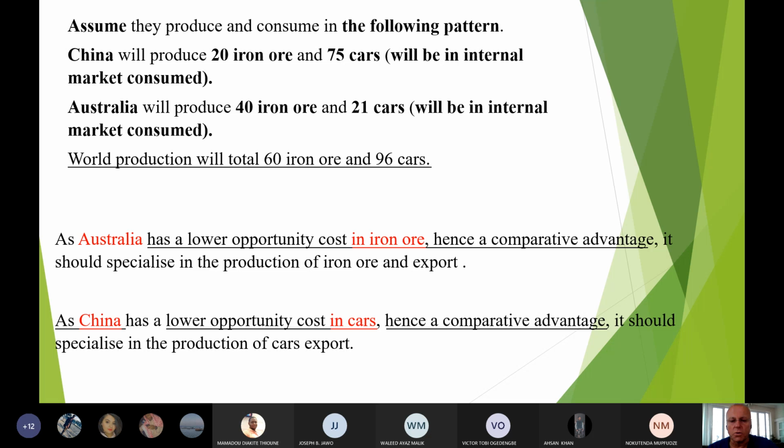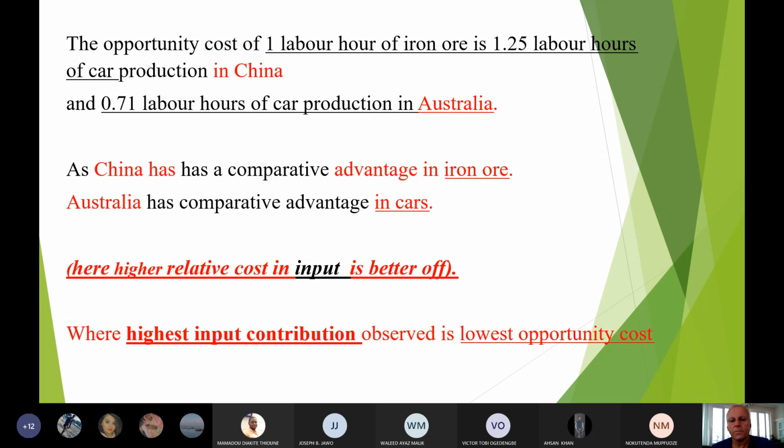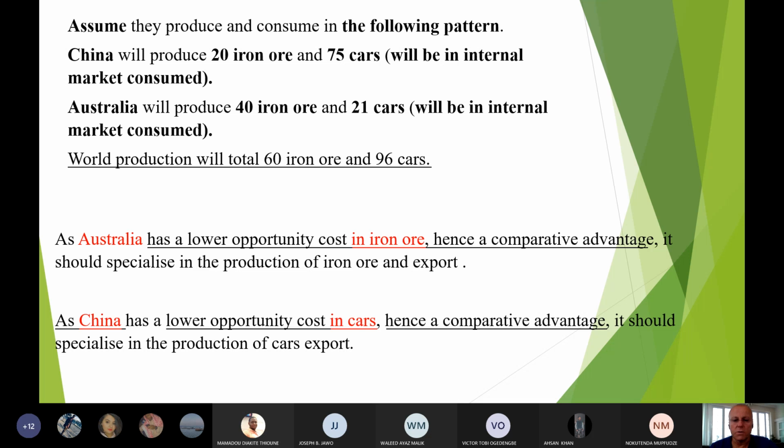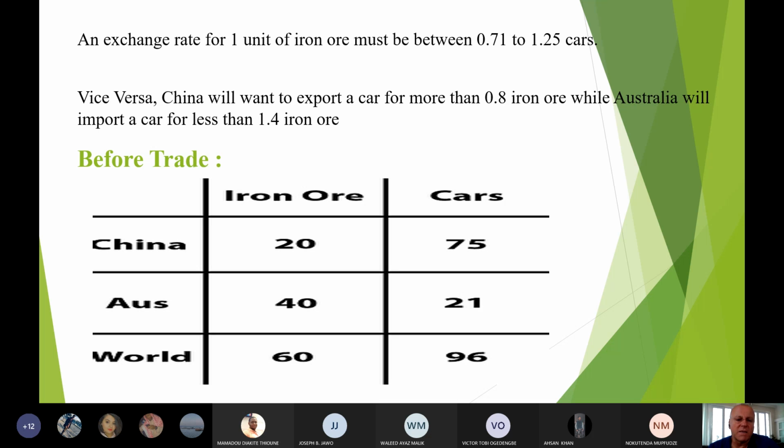As Australia has a lower opportunity cost in iron ore, hence a comparative advantage, it should specialize in the production of iron ore and become an exporter. And China has a lower opportunity cost in cars, hence a comparative advantage, so it should specialize in the production of cars and become an exporter. You are understanding? This is the output. We are using production with the products, not the input. Now we have these numbers again here. The world market is supposed to be 60 and 96 because of this two-country assumption or scenario.